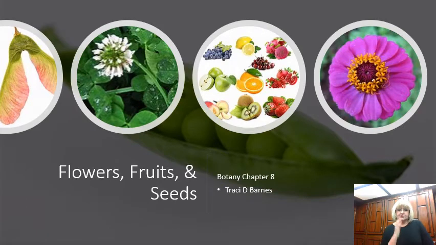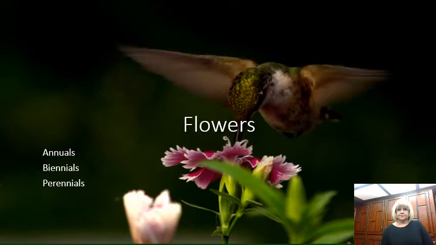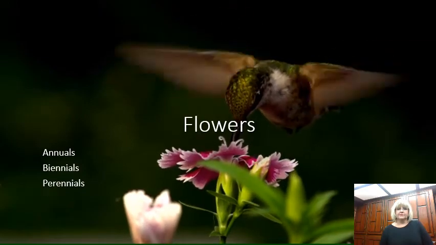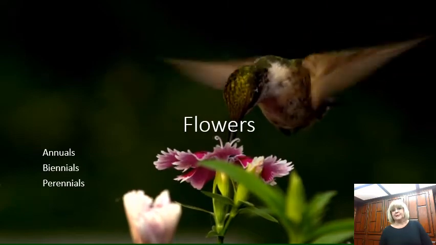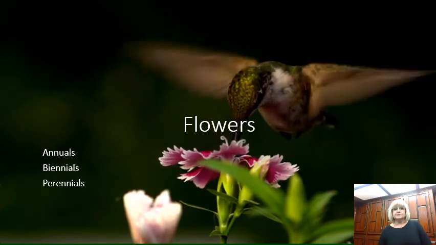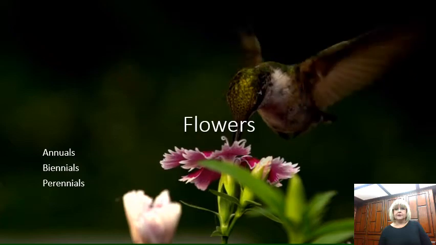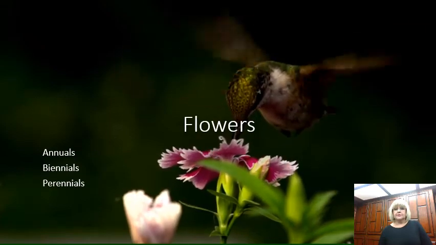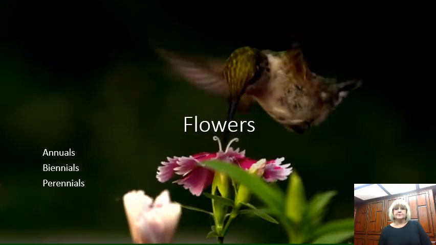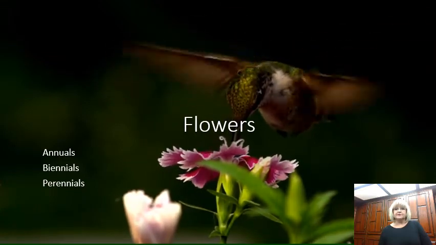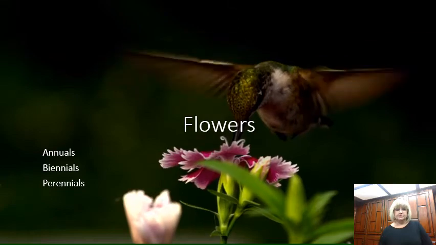Okay, we're going to cover in Chapter 8, flowers, fruits, and seeds. Flowers occur in a wide variety of sizes, colors, textures, and habitats. You have your annuals, which complete their life cycle in one growing season, the biennials that take 2 seasons, and the perennials that may take several to many years to complete their life cycles.